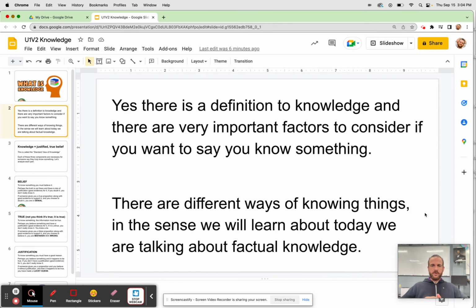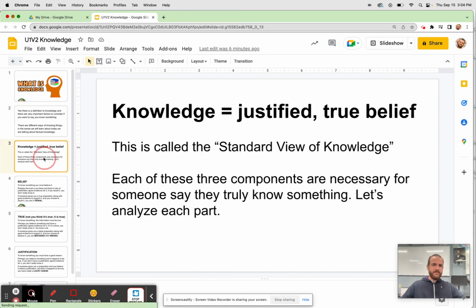Someone makes a factual claim or they state something that you perhaps didn't know in the past, and you have to choose whether you believe it or not. And if you believe it, whether it is actual knowledge or not. And this is very important in learning how to think well. So let me go over the definition of knowledge for you.